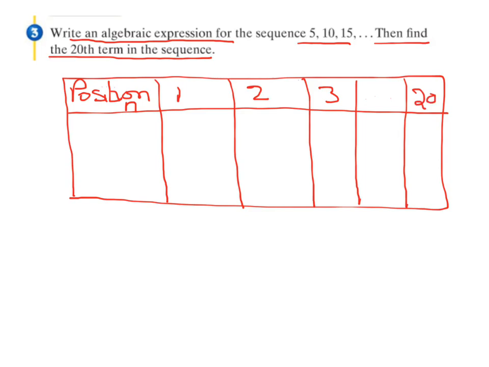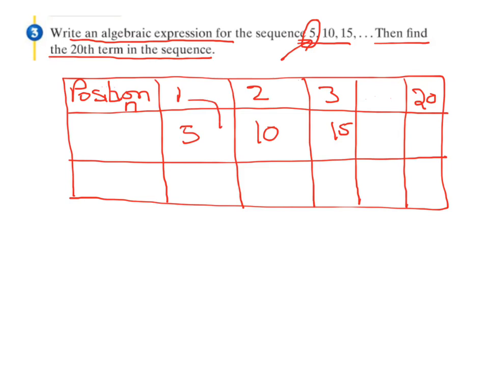So let's have a look at the sequence. For the first term, when n is 1, the number is 5. The second term, it is 10. The third term, it is 15. Do you observe a pattern over here? Do you observe something?